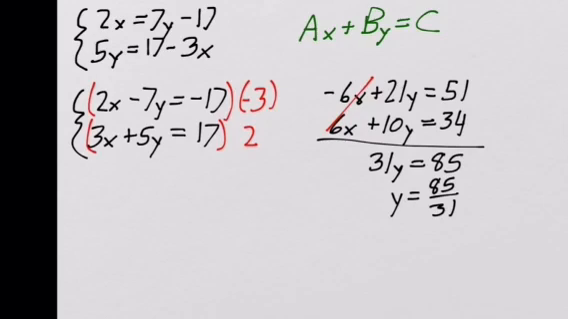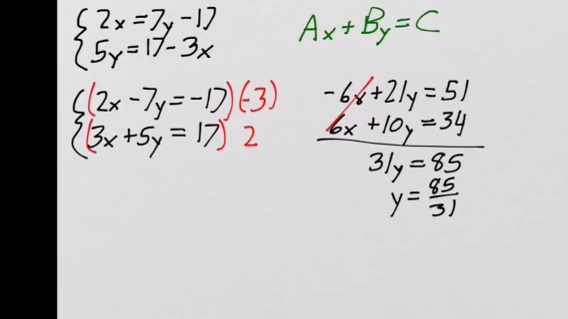So I have a couple of different approaches that I can take to finding the second variable. One of them, I can do exactly what I did in the last video with the substitution method. Take this 85 over 31, plug it into one of the equations, and then solve it for x. Now, a lot of times that is what we'll do, but since I'm having to deal with a fraction here, I'd rather not do that.